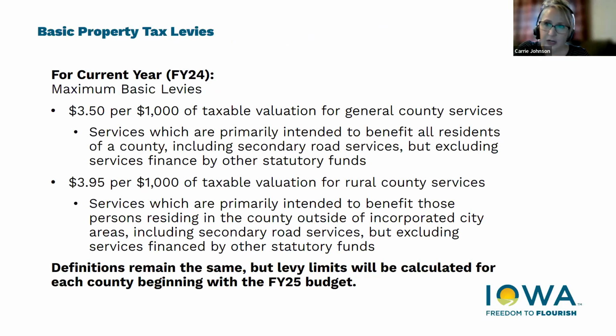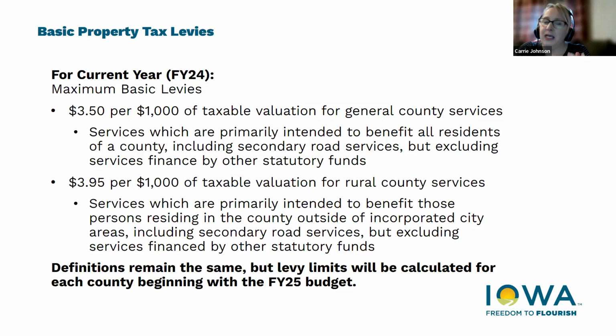So in our fiscal 24 that we're in right now, what's available, and then of course that's going to change moving forward. But for the current year, the maximum basic levies are $3.50 per $1,000 of taxable value for general county services, so services for all county residents, or $3.95 per $1,000 of value for rural county services, so specifically for those within the rural areas. So those are the current maximum basic levies.